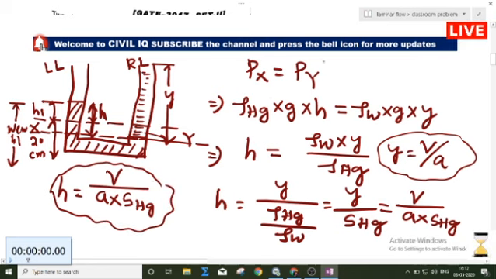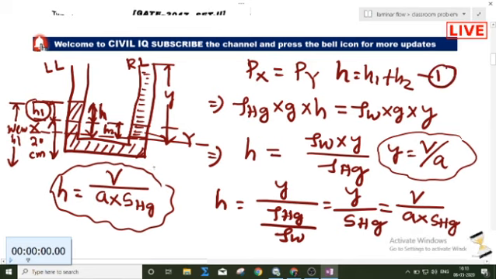What is this H? This height will be, this is H2, the fall, and the gain will be H1. So H will be equal to what? H1 plus H2. Suppose this is my equation 1, and this is my equation 2.